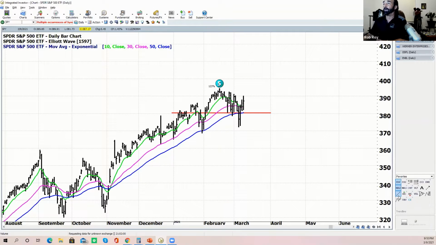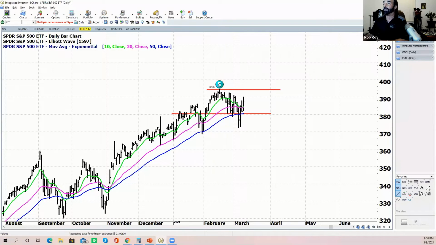Here's where the problem comes in: we have this previous wave 5, which is now a resistance point. Why is it resistance? Well, because that's a pivot point. That's about as clean of a pivot point as you could ever ask for. For those of you that may be new and haven't heard talk about pivot points in the past, you can have pivot point highs and pivot point lows.